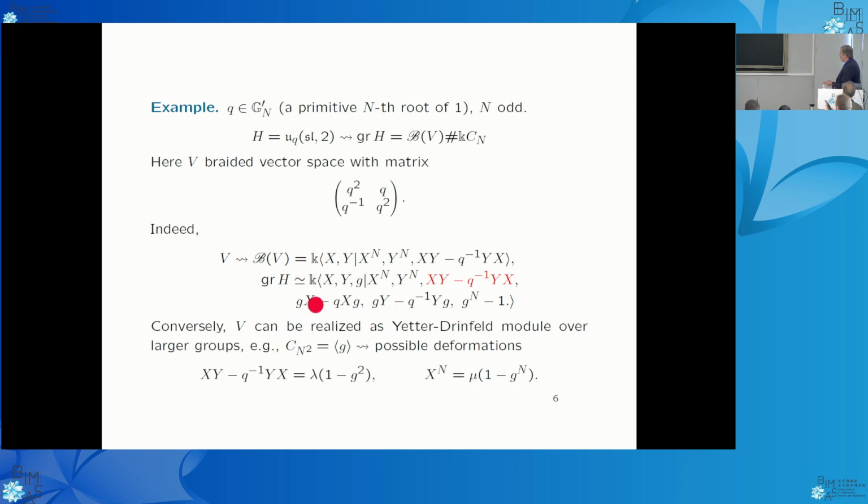However, this is not the same as UQ of SL2, because there is one relation that was deformed. So this is deformed to this relation. And we can also deform the powers depending on the group. For instance, if instead of taking the bosonization with the cyclic group Cn, you take the bosonization with Cn squared, then you can deform this also.